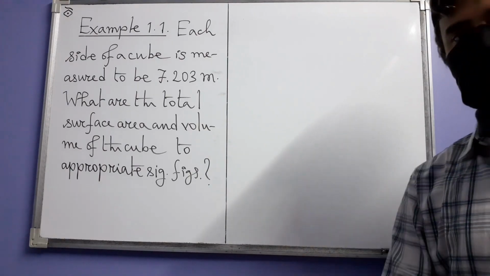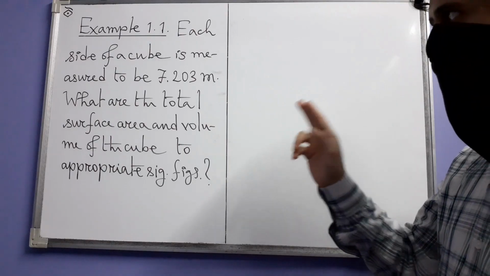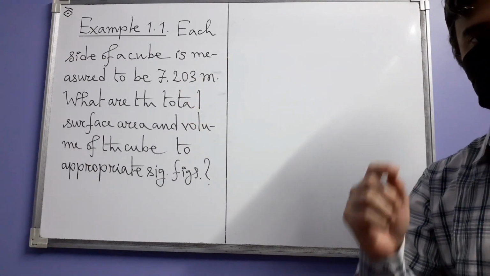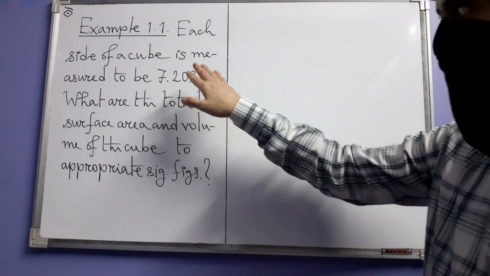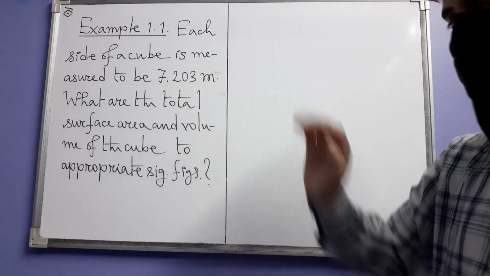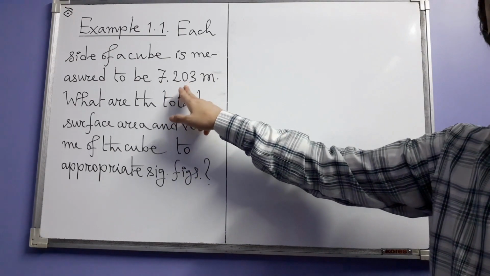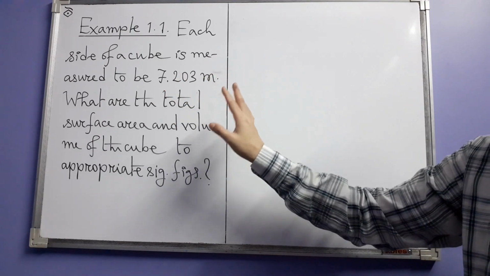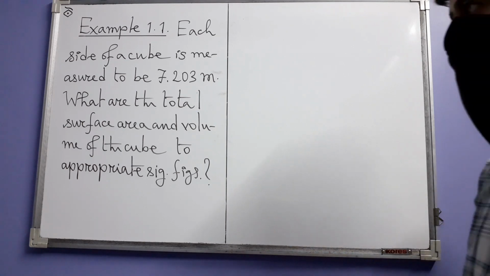Next, we have this example. Say there is a cube whose side lengths have been measured and this value was found: 7.203 meter. In this measured value there are 4 significant figures. 7, 2 and 0 are certain and 3 is uncertain. We do not have to discuss certain and uncertain figures, but I am just simply reminding you.